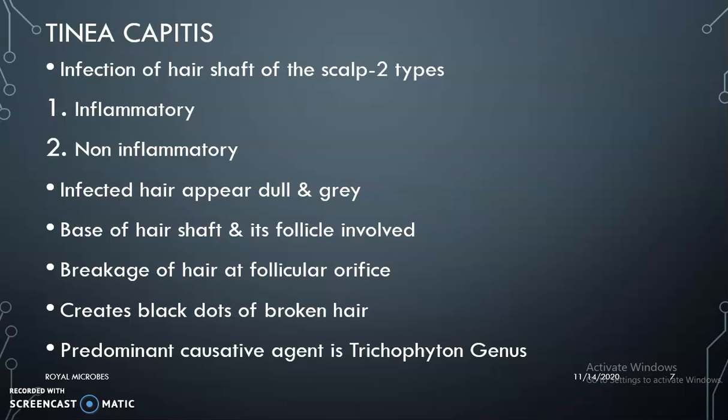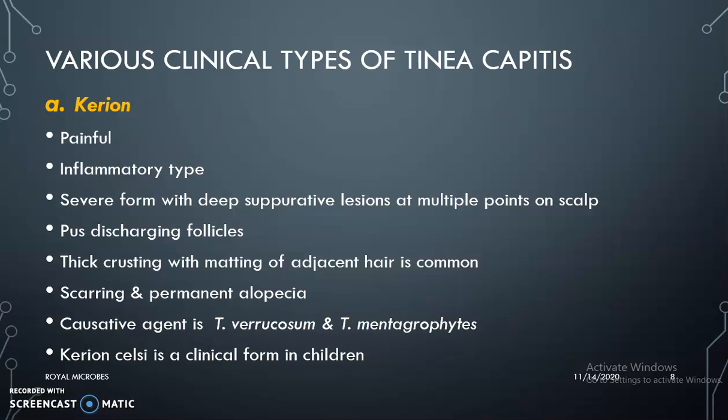Tinea capitis is an infection of the hair shaft of the scalp. Two types can be seen, inflammatory type and non-inflammatory type. Infected hairs appear dull and grey in color. The base of the hair shaft and its follicles are involved. Breakage of hair at the follicular orifice creates black dots of broken hair. The predominant causative agent is the Trichophyton genus. Various clinical types of tinea capitis are reported.